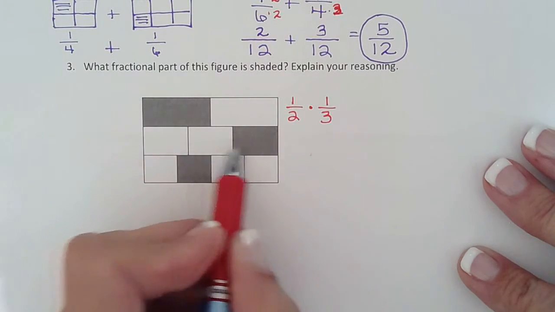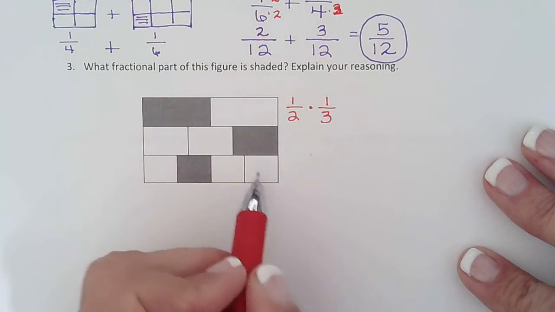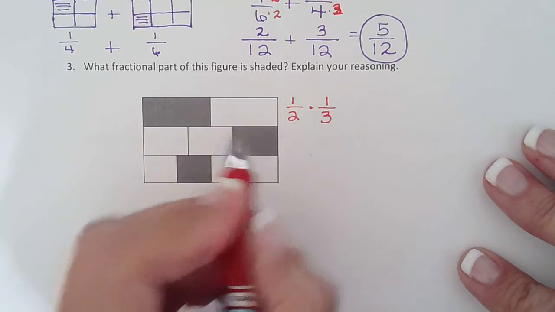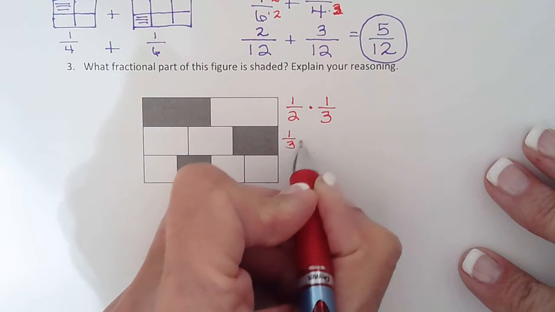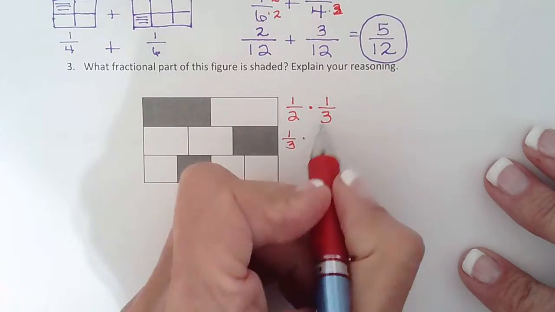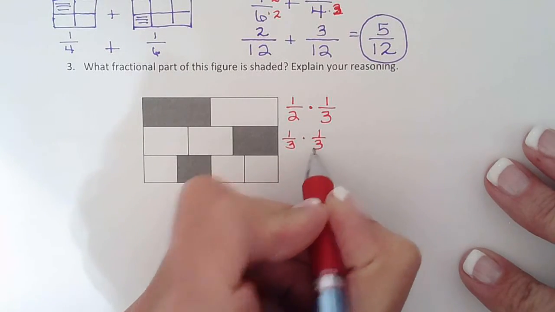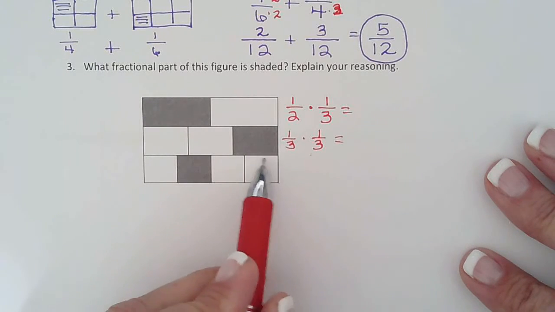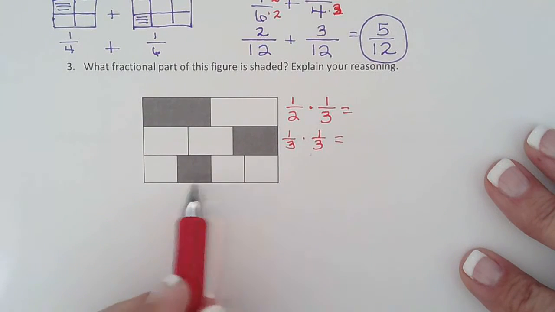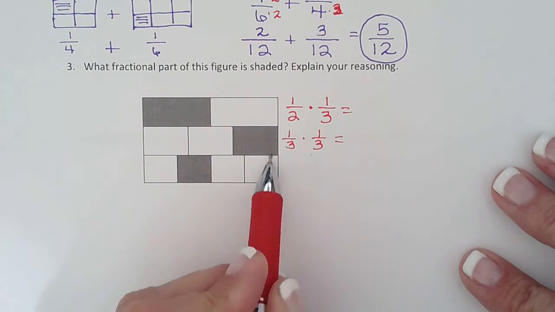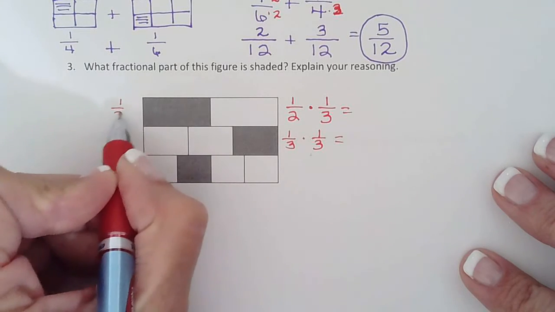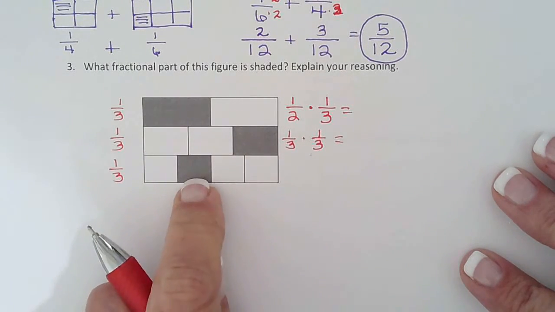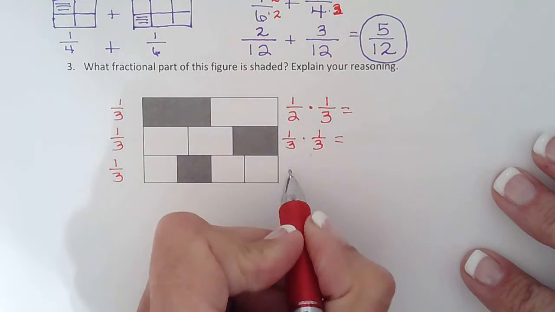So this is also a third. It's 1 out of 3 rows, and a third is shaded. So this is a third of a third. So 1/3 of 1/3 of the whole is shaded. And this one is another third, and we have 1/4 of that third shaded. So just think of this as 1/3, 1/3, 1/3, and we have 1/4 of that 1/3 shaded.